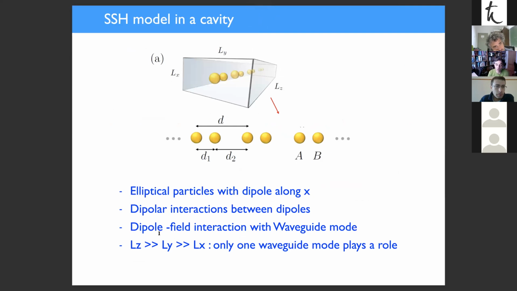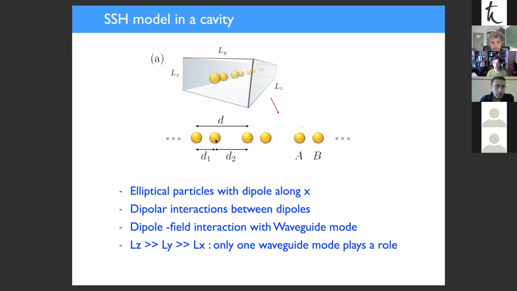And we are going to implement it with some dielectric particles that are going to have some dipolar moment. We are going to consider these as elliptical particles to simplify. So the dipole is going to be oriented along the x direction. And we place this chain of particles at different distances. They are going to interact via the dipolar interaction, which is short range. So these different distances are going to translate into different couplings between the particles that are closer or farther apart.